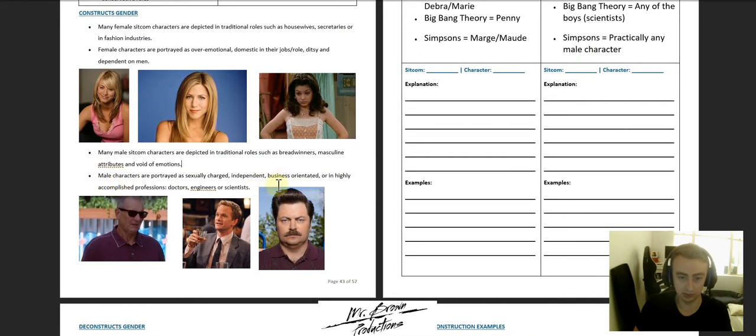So here you might draw a little arrow down here because you've got a bit of space to write there. So male characters portrayed as sexually charged, independent, business orientated, or highly accomplished in their profession. So Barney from How I Met Your Mother is probably a good example of that.